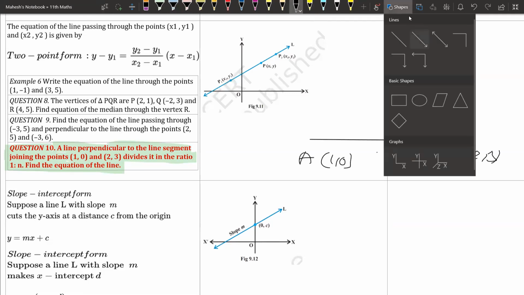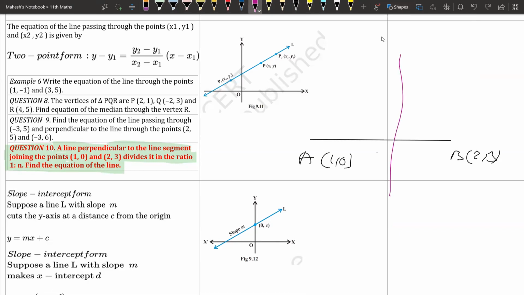And now we have to make a line. Let's say I made a line. This one is the line I have made. We have to find the equation of this line, and it divides this line segment in the ratio 1:n. This is 1 and this is n. Let's say this point is P, right? Now what we will do here is first find the slope of this line AB using the two point form, and then using the section formula, we'll obtain the coordinates of point P in terms of n, obviously. Once we have one point and the slope, we can find the equation of the required line.